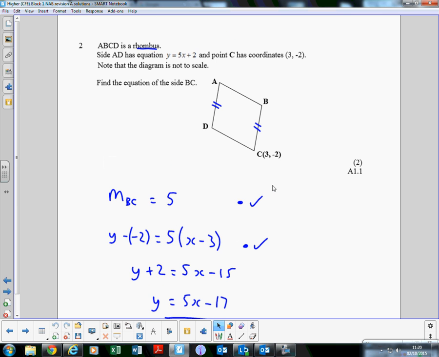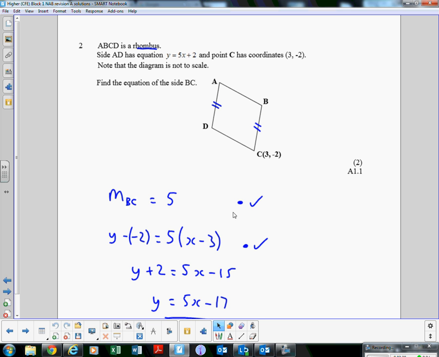On to number 2. ABCD is a rhombus. A rhombus has parallel sides. I've marked that on. We need to be aware of that fact to do the question. Side AD has equation y equals 5x plus 2 and point C has coordinates (3, -2). Note that the diagram is not to scale. Find the equation of the side BC.